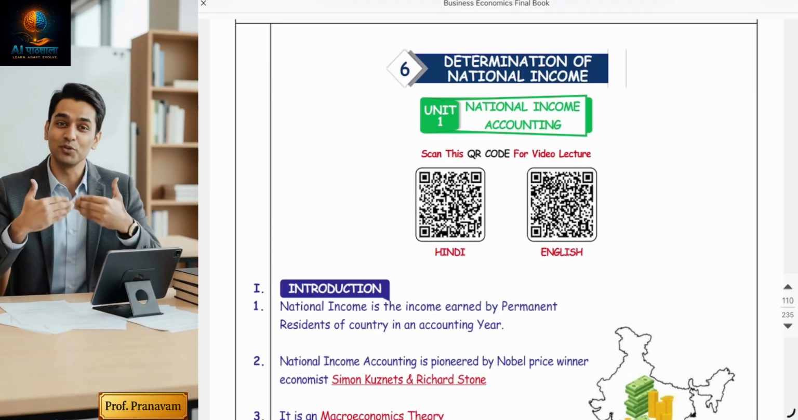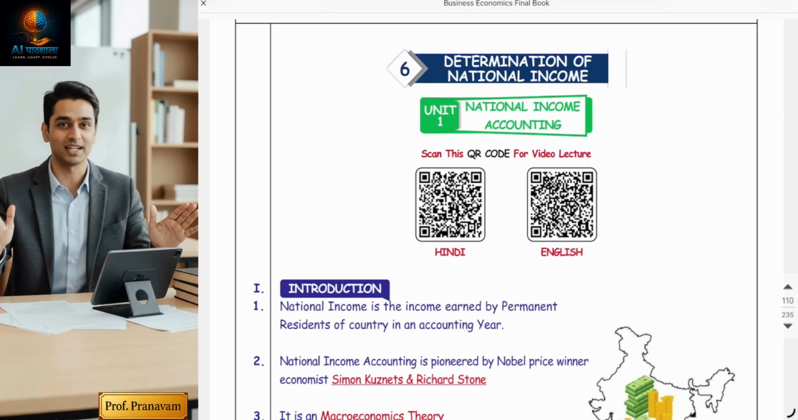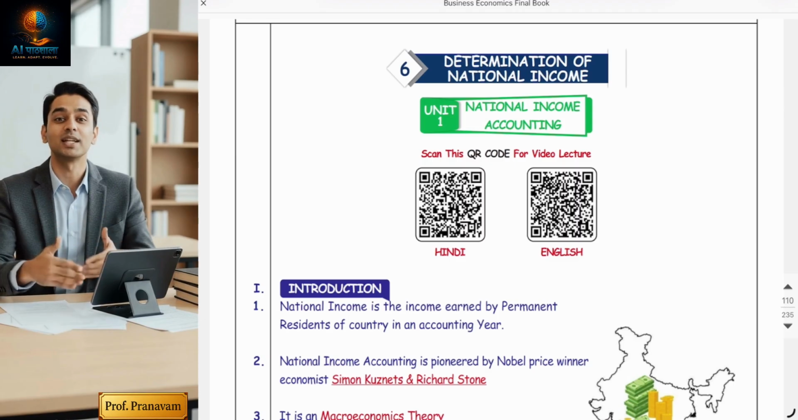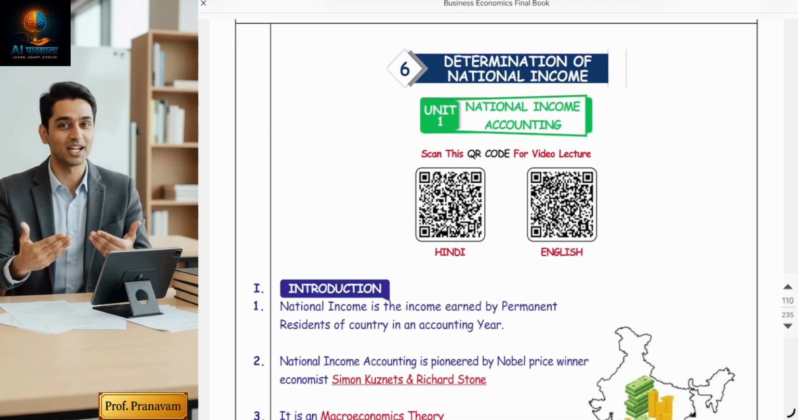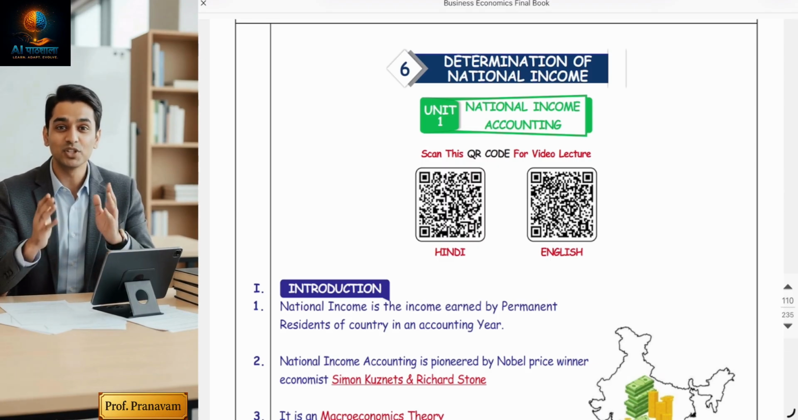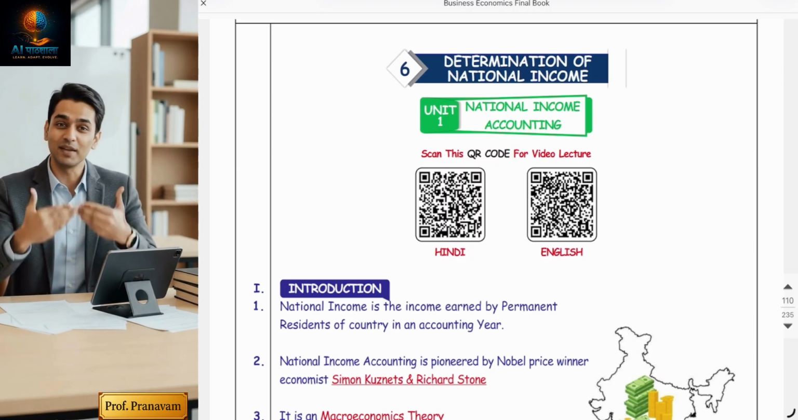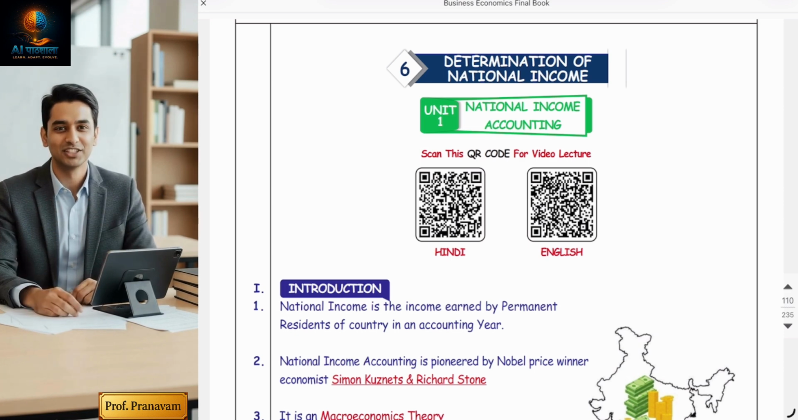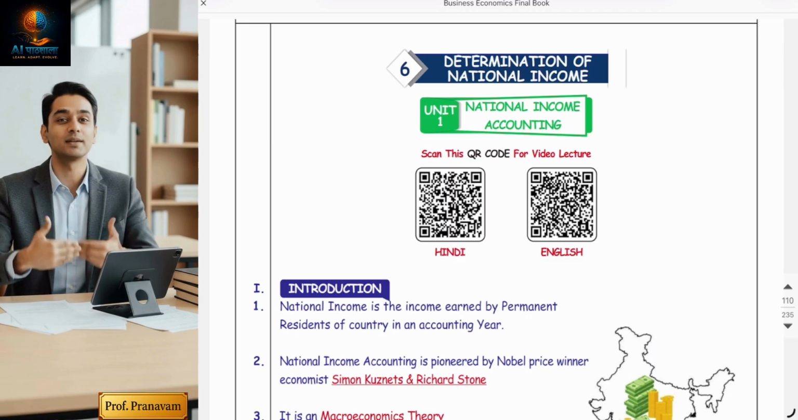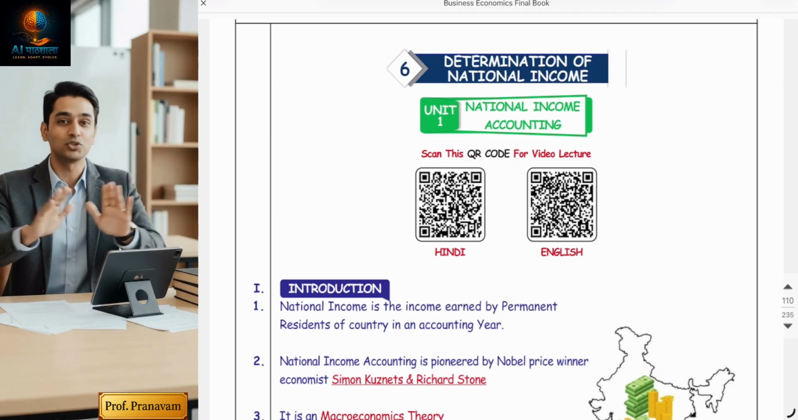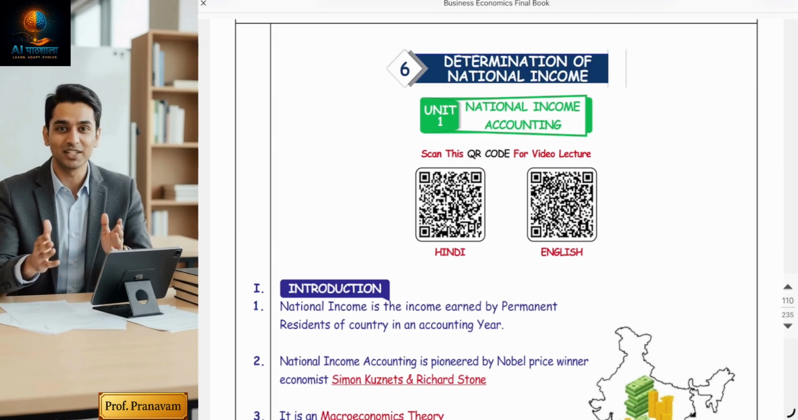Friends, let me start with a question that every economist must answer. The question is, how do we know whether an economy is actually growing? Is it counted by salaries? Is it by looking at the company's profit? Is it by checking government revenue? The answer is no. We need a complete accounting system, and that system is called national income accounting. So national income is not just money, it is the economic report card of a country.